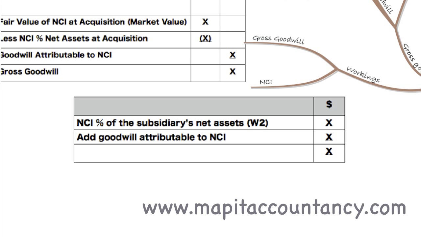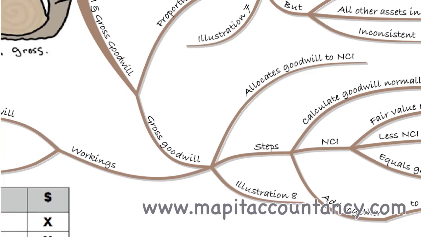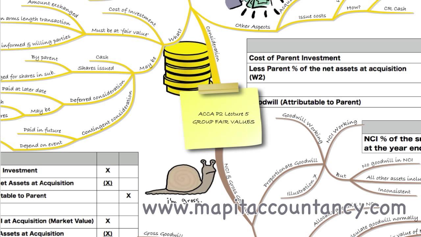To calculate our NCI then, we need to add in that goodwill attributable to the NCI. So their percentage of net assets at the year end plus the goodwill that's attributable to them. And we did an illustration of that in class. So that was our lecture 5 on group fair values.